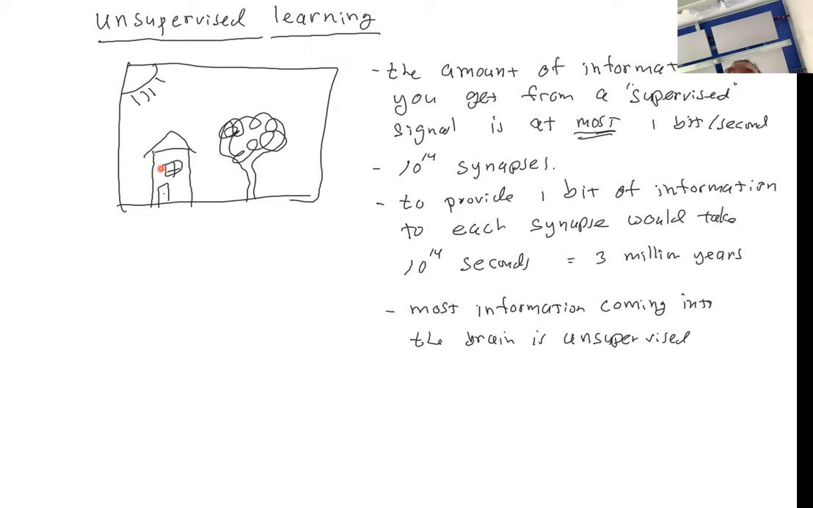So unsupervised learning is really the most important aspect of learning in the brain, and it's a lot harder than supervised learning. Unsupervised learning really means learning from data with no labels. It's basically clustering, but very sophisticated clustering.